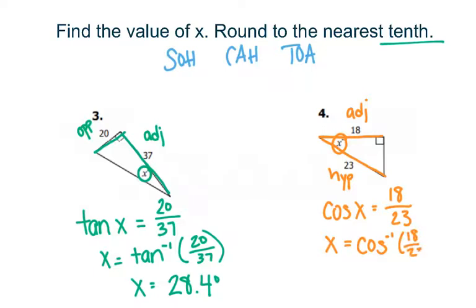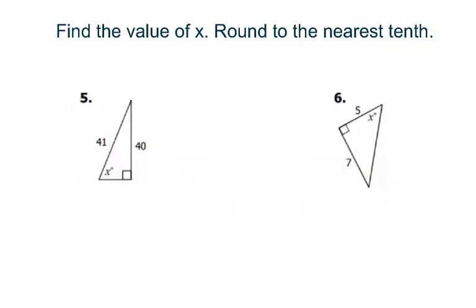18 over 23. We're going to put that in our calculator, and we're going to round to the nearest tenth, so to 1 decimal place. And you get 38.5. And make sure you put your degree symbol.